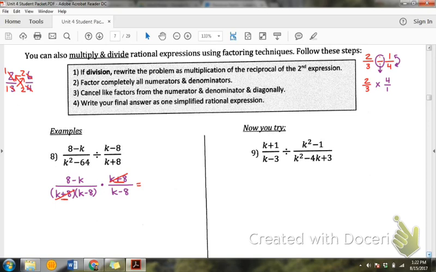Okay, 8 minus k, is that exactly the same as k minus 8? No, because if you look at your 8, this 8 is positive, this 8 is negative. This k is negative, this k is positive. So when something like this happens, bear with me because this is going to be new to you, okay? If I divide this one by a -1, or if I pull a -1 out, what does that do to the two signs? It makes this a -8 and makes this a what? Positive k.